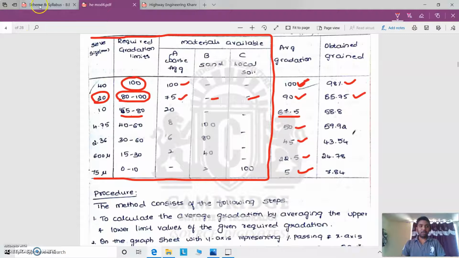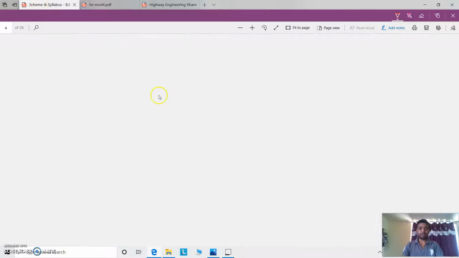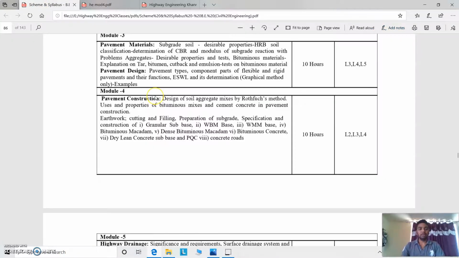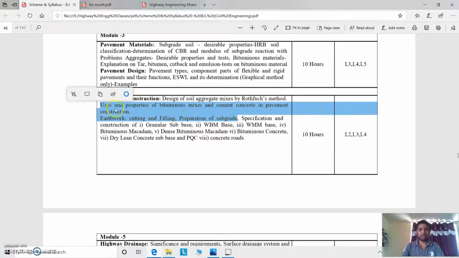The remaining syllabus is the uses and properties of bituminous and concrete pavements. That will be shared, and I will share the notes on this content. In the next class I will start solving earthwork, cutting, filling and preparation of subgrade. These are also there in the notes. I will share this content in your Google Classroom.